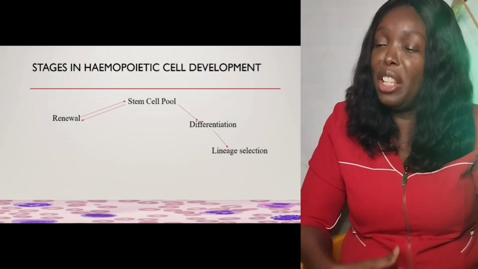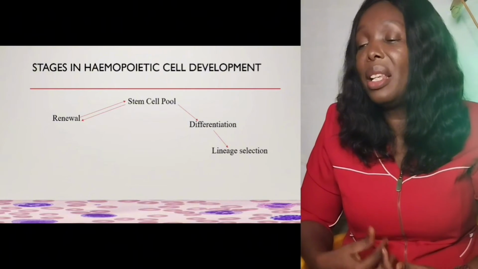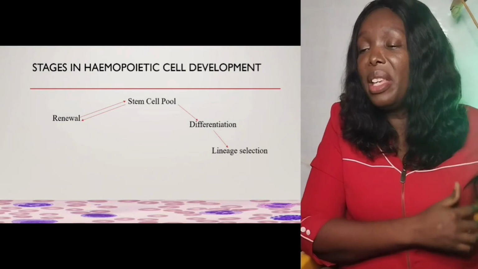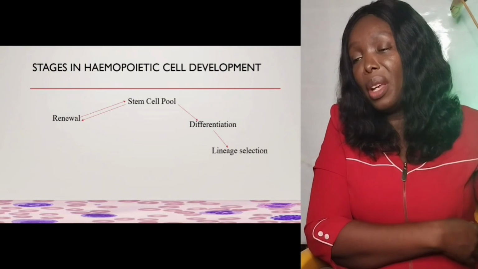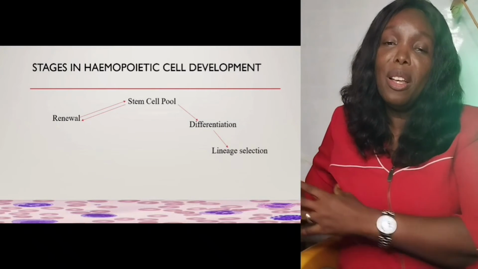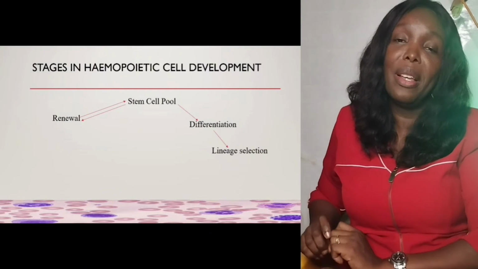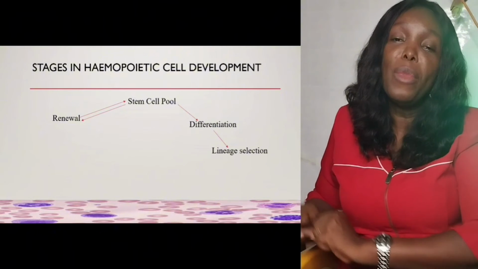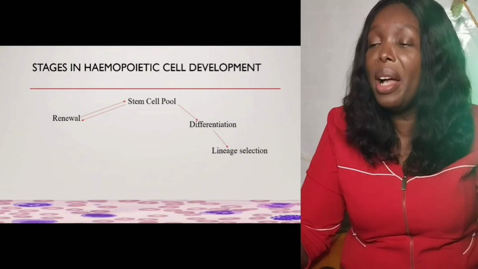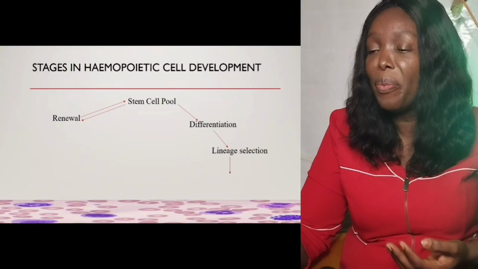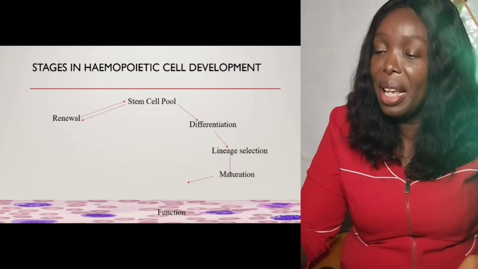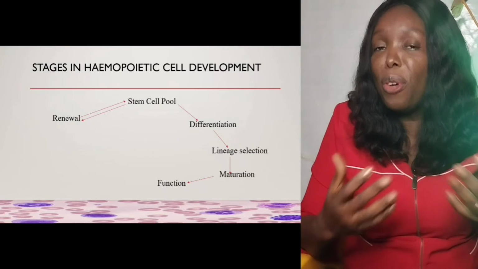When they differentiate, it is into lineage selection. This lineage selection can either be myeloid lineage or lymphoid lineage. The myeloid lineage gives rise to red cells, the platelets, the neutrophils, the eosinophils, the basophils, while the lymphoid lineage gives rise to the lymphocyte series like the B lymphocyte, the T lymphocyte, and the natural killer cells. The lineage selection then goes on to the maturation stage, and they exhibit their different functions in the system.